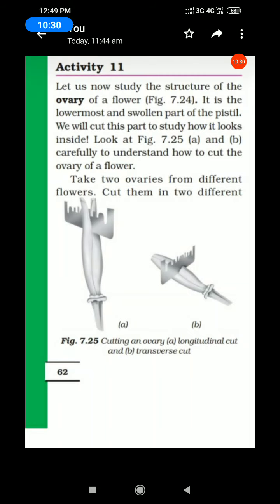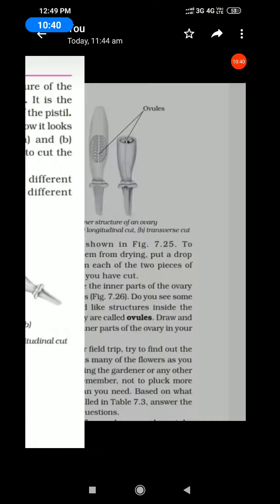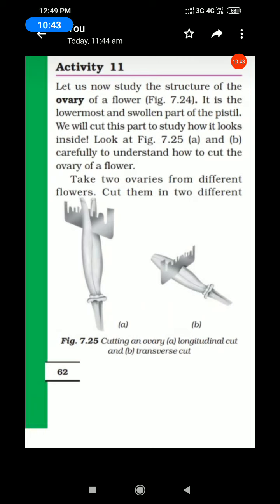All of you see the picture, book page number 62. Next, listen, take two ovaries from different flowers and cut them in two different ways. All of you underline the word first. Let us study the structure of the ovary. It is the lowermost and swollen part of the pistil. Underline it, page number 61.